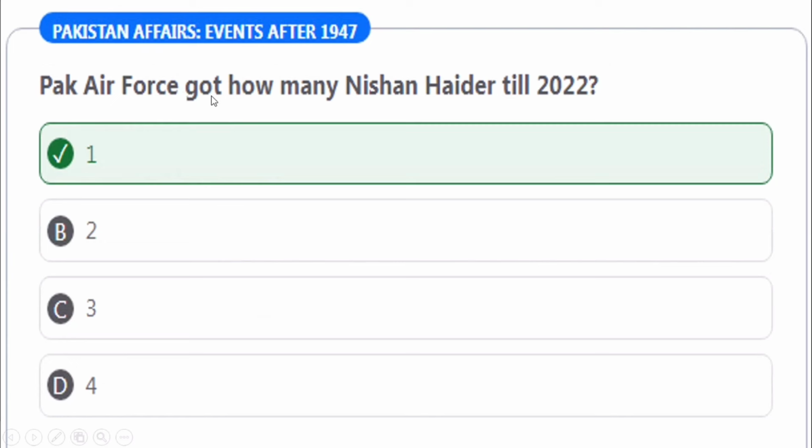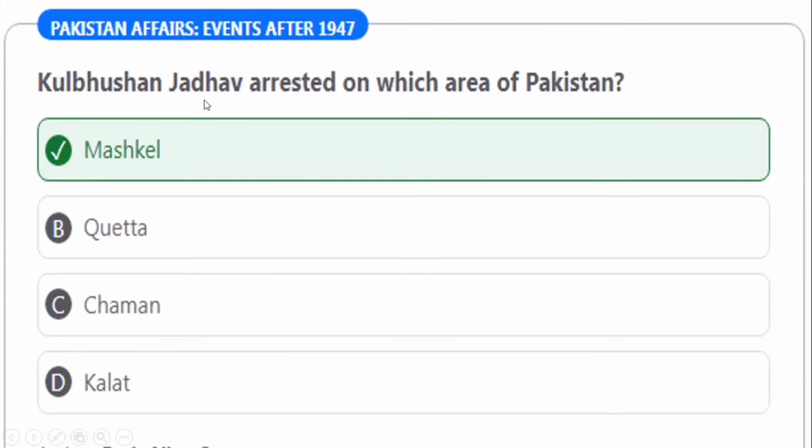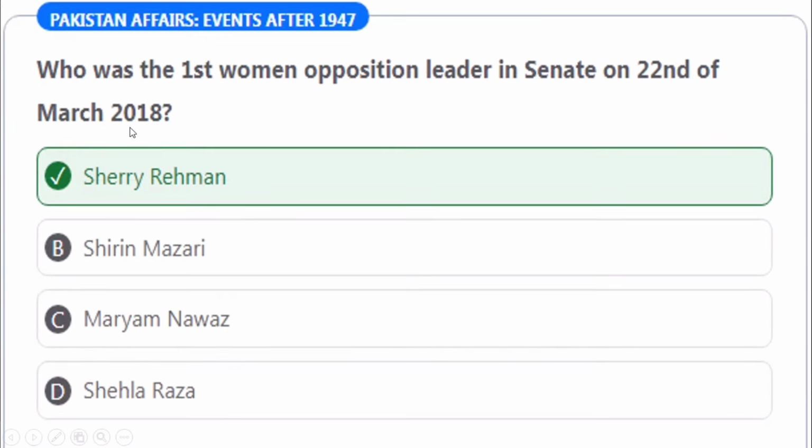Pakistan Air Force got how many Nishan-e-Haider till 2022? Right option A, A number 1. Kulbhushan Yadav was arrested in which area of Pakistan? Right option A number Mashkel. Who was the first woman opposition leader in Senate on 22nd of March 2018? Right option A number Sherry Rehman.